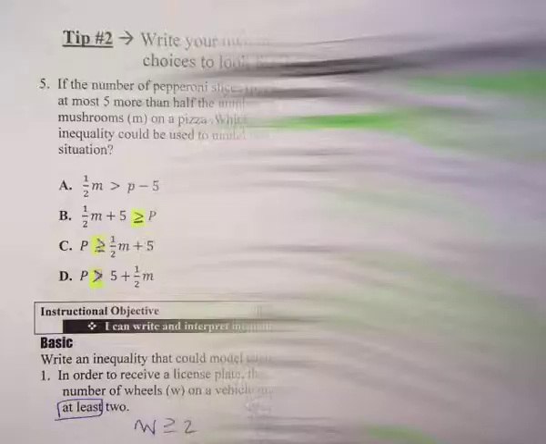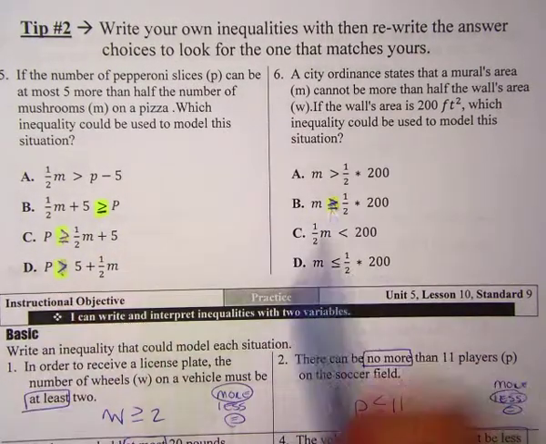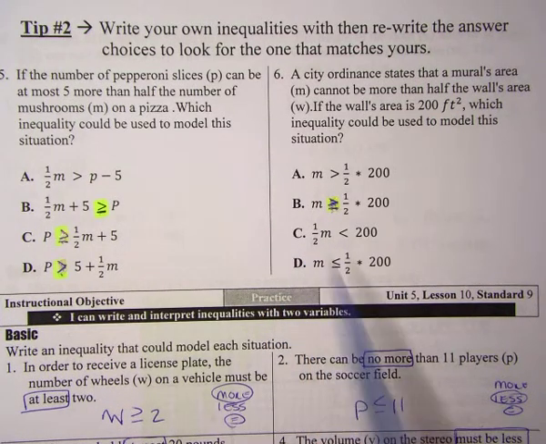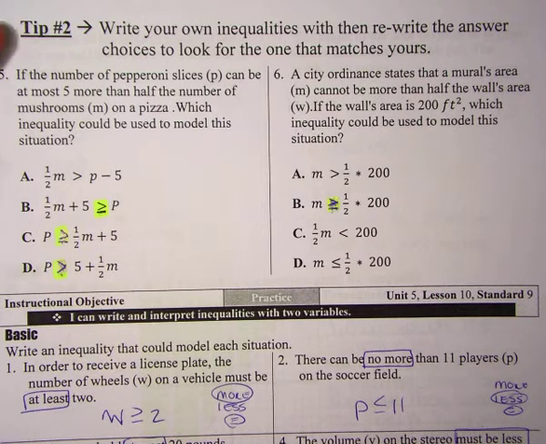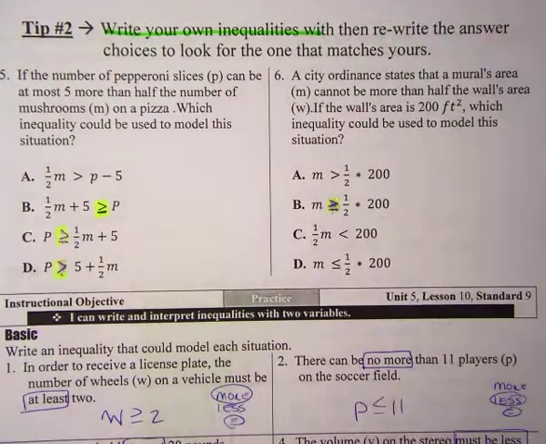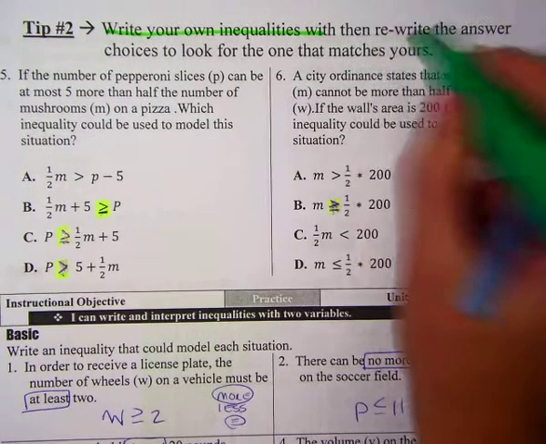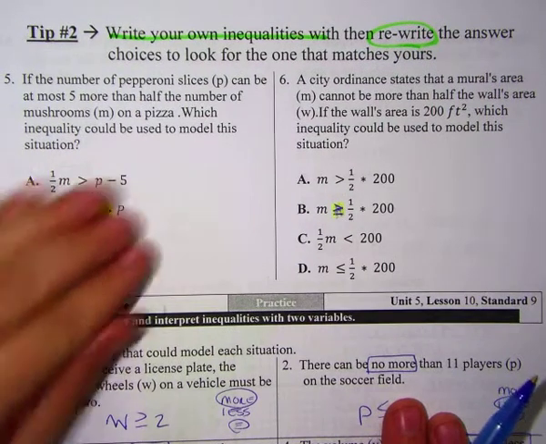Okay, so moving on to tip number 2. First of all, before I start, I have 3 typos in the first problem and 1 typo in the second one. So hit pause and edit that. Now we need to still write your own inequalities. In other words, trust yourself. Then rewrite the answer choices. Okay, so I'm going to model this by covering this up.